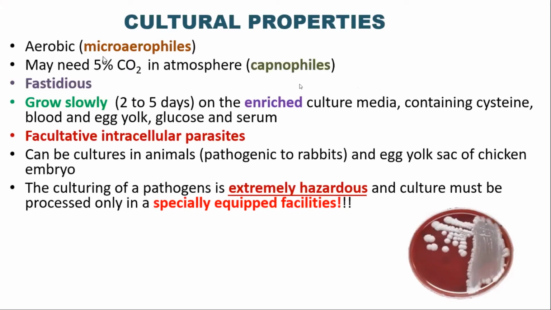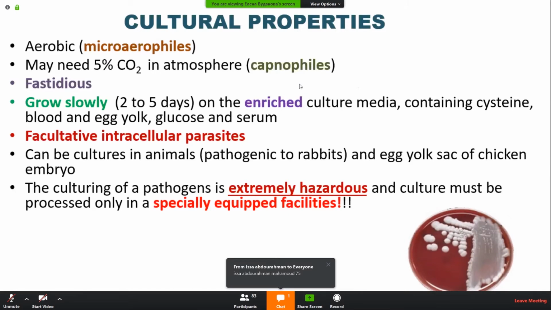They prefer low concentration of oxygen but need CO2 in the atmosphere, so we can call them capnophiles as well. They're very fastidious. They're not easily cultured in artificial culture media. They grow slowly, up to 5 days, on highly enriched media containing cysteine, blood, egg yolk, glucose, serum.